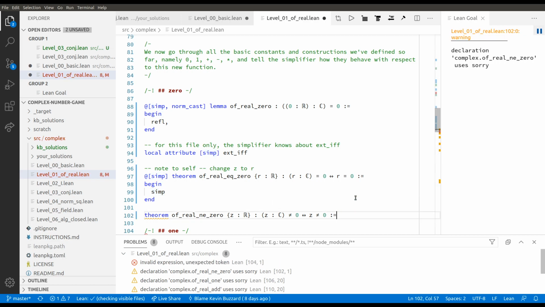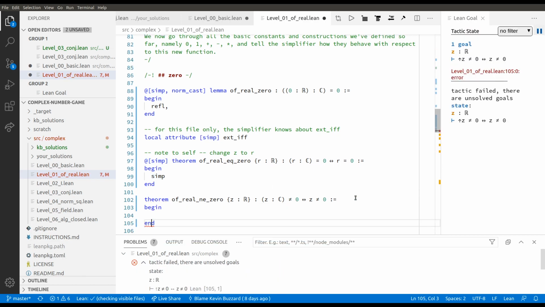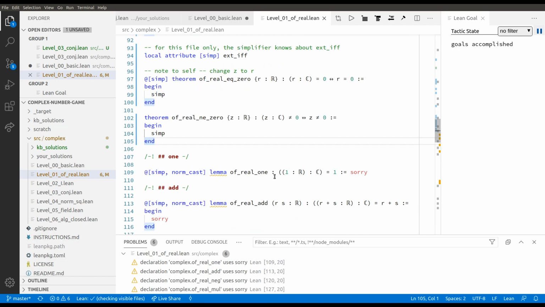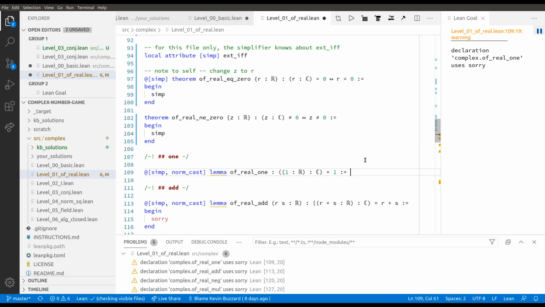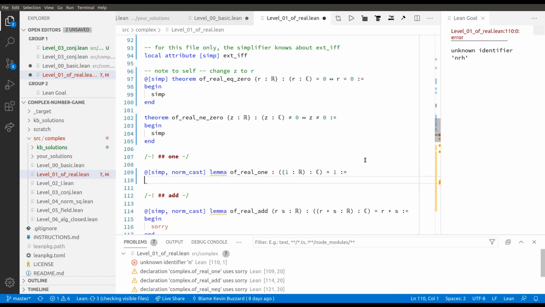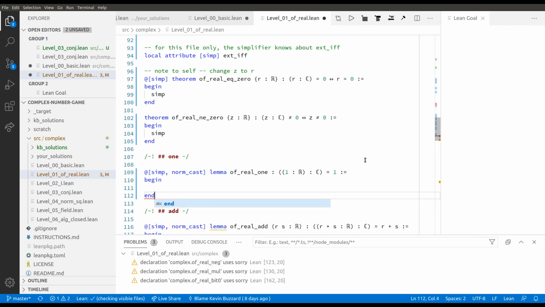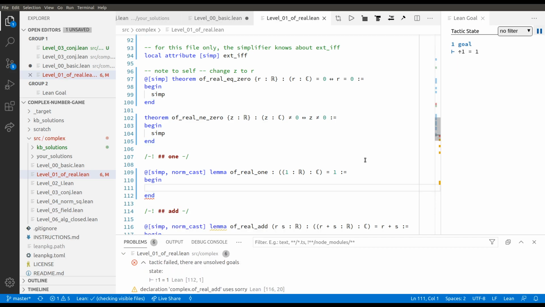So now let's try this. I think the simplifier should just prove this automatically. Yeah, you see the simplifier's got quite smart now. Of real ne 0. So that's the end of 0. What should we be doing now? What things have we defined already? We've defined 0, 1, addition, negation, and multiplication. So we should try and work out how they interact with this invisible map of real and prove the corresponding lemmas and tag them all with simp, because we want the simplifier to get more and more powerful as things go on.